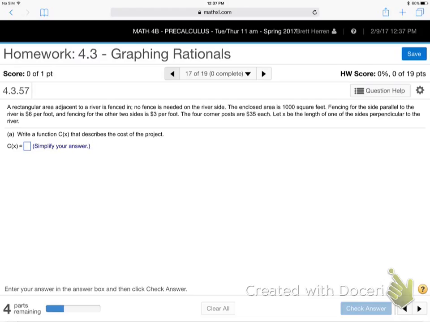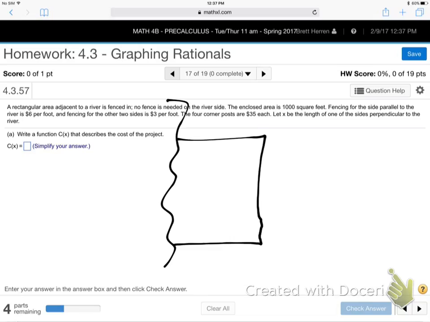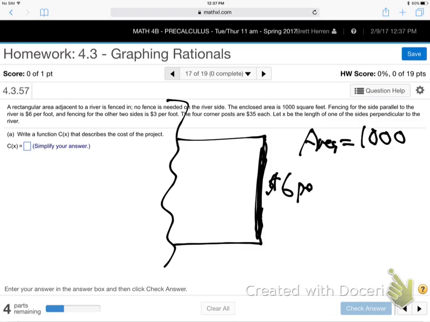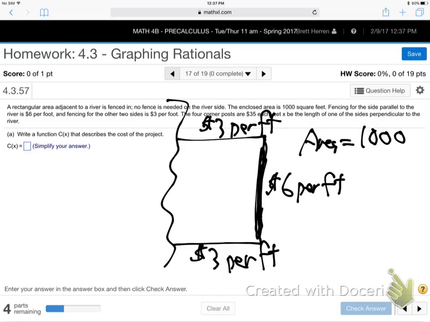All right, so a rectangular area adjacent to a river. We're going to do a rectangle next to that river. No fence is needed on the river side. You're holding in some critters. The river holds one side, and then you've got the 3 sides that are fenced. The enclosed area is 1,000 square feet. Fencing for the side parallel to the river, that's this side, is $6 per foot. Fencing for the other 2 sides is $3 per foot.